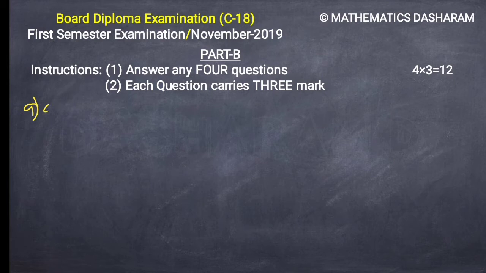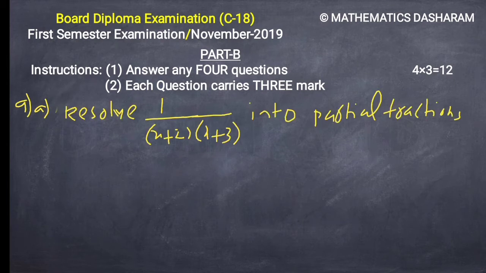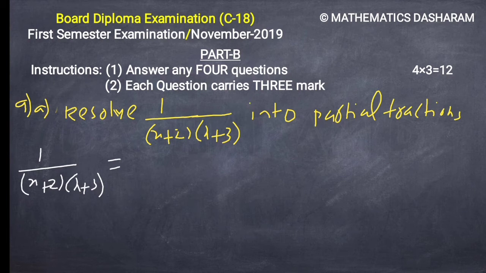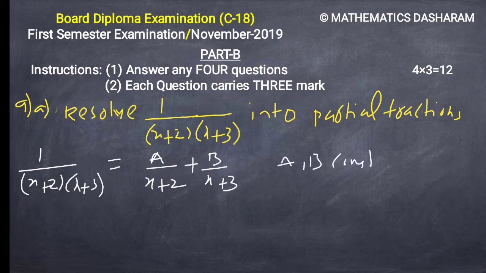So 9th question A. Resolve 1 by x plus 2 into x plus 3 into partial fractions. So it is very clear, it came from the partial fractions chapter. Observe the given fraction, that is 1 by x plus 2 into x plus 3. It has non-repeated linear factors. So for this, take A by x plus 2, plus B by x plus 3, where A, B are constant numbers.